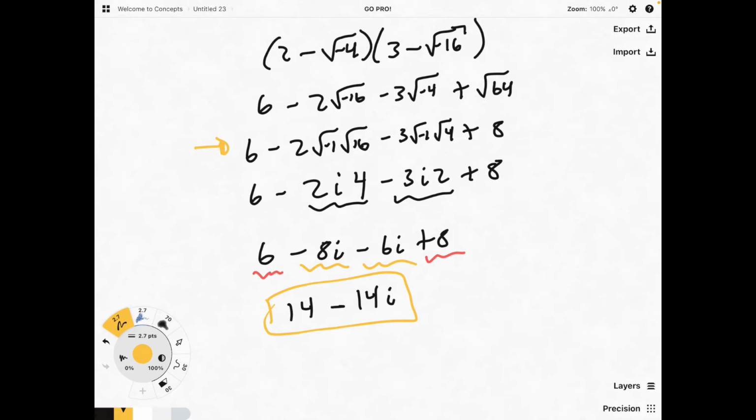You'll often see imaginary numbers when solving the quadratic equation. And if you need a refresher on the quadratic equation, I will link a video in the description below.